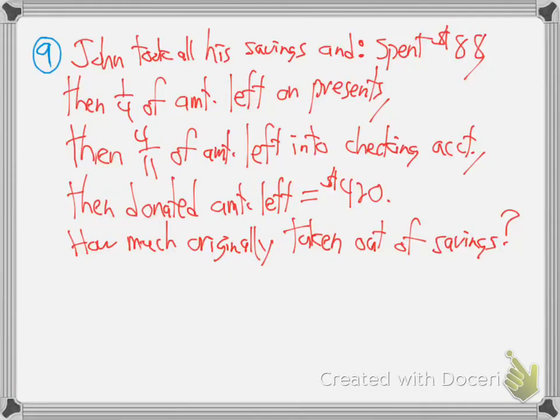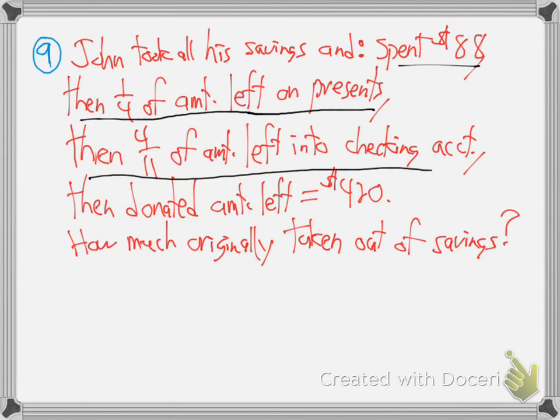Okay, so here we have a pretty tricky question. John took all his savings and he spent $88, then 1/4 of the amount left on presents, then 4/11 of the amount left into a checking account, then donated the amount left, $420. How much was originally taken out of the savings? Okay, so the key to doing this problem, let me go to a fresh screen and show you, and we'll come back to this screen.